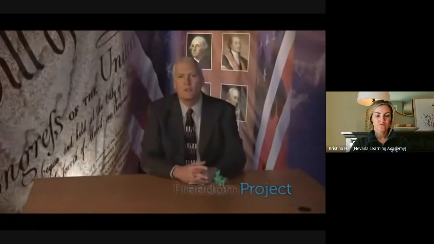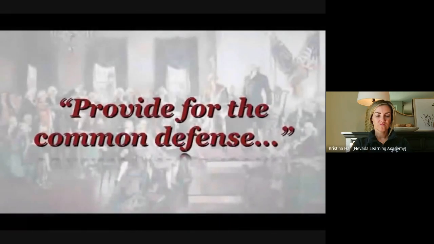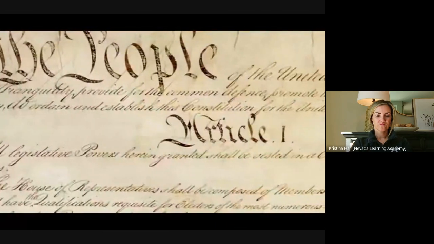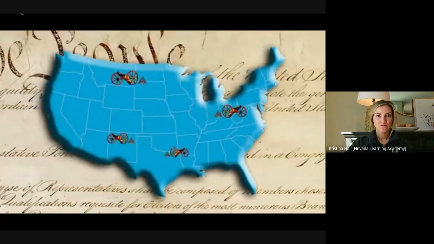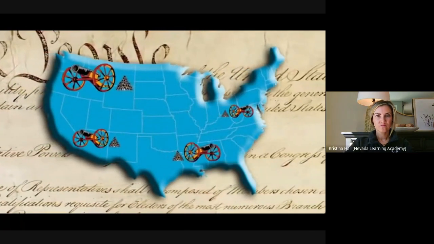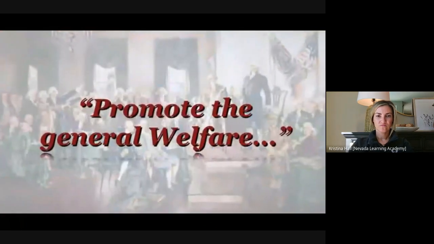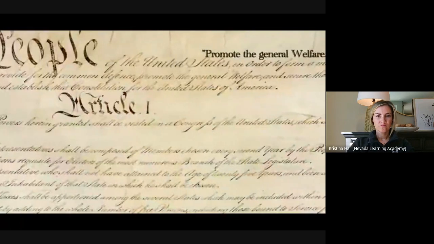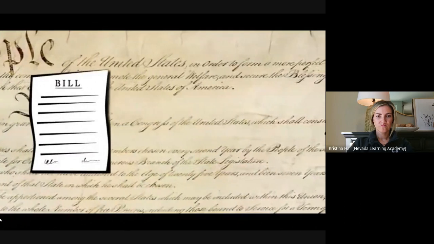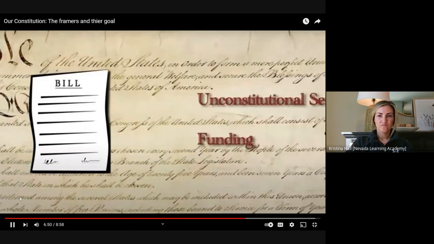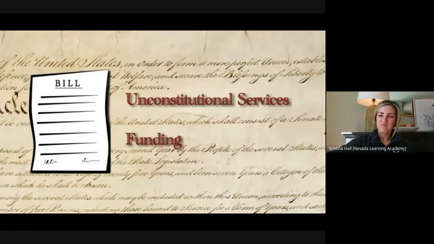The preamble continues by stating the Founders' intention that the Constitution was to provide for the common defense. This is rather obvious. The intent was to keep America protected as a nation against foreign powers and threats of all types, to join the states together as a united front. Promote the general welfare. This statement has frequently been incorrectly used to justify passage of legislation providing unconstitutional services and funding for a wide array of special interest groups and programs.